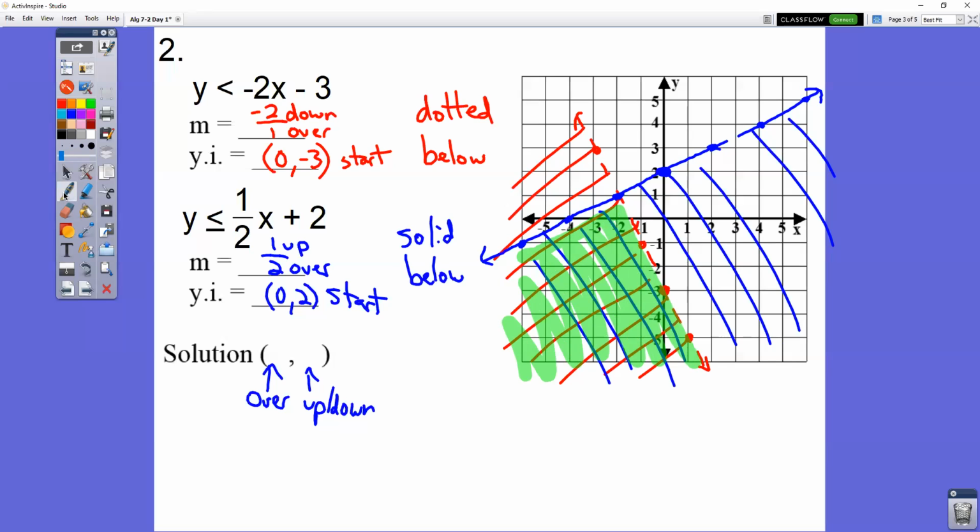So I could pick this point right here. This is over to -3, down to -3. I could pick that point right here. I could pick -2, -1. I could pick -2, 0. I could pick -2, -4, -2, -5. Anything in there would be fine. So I'm just going to pick -3, -3. But you have to pick a point that's in the double shaded area.